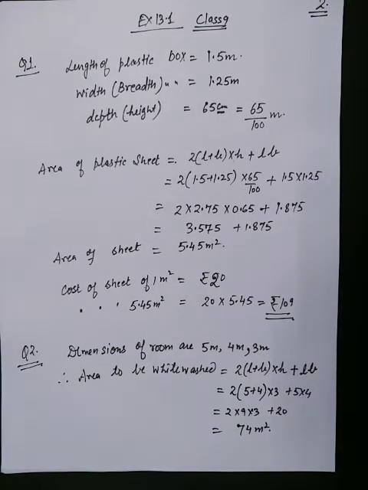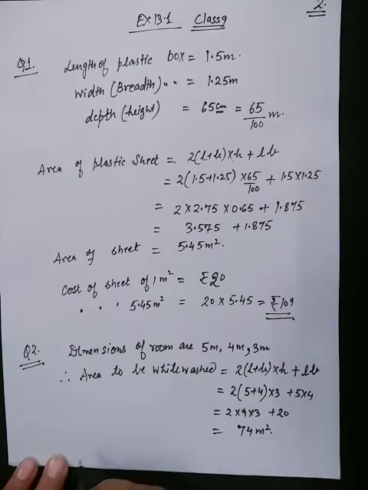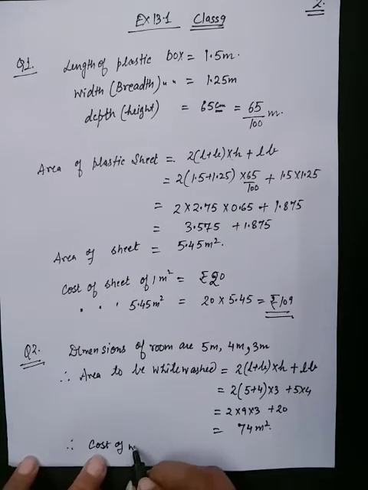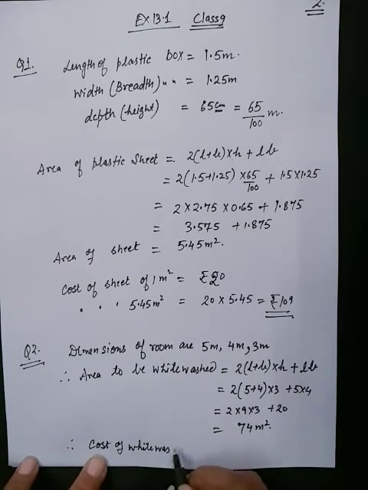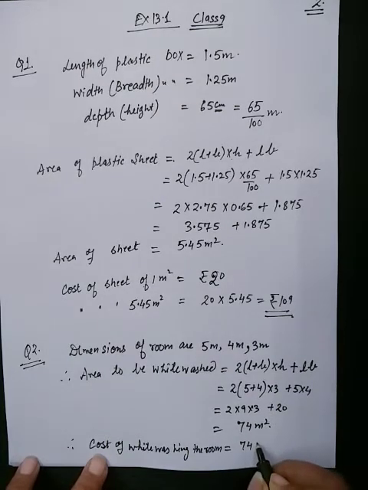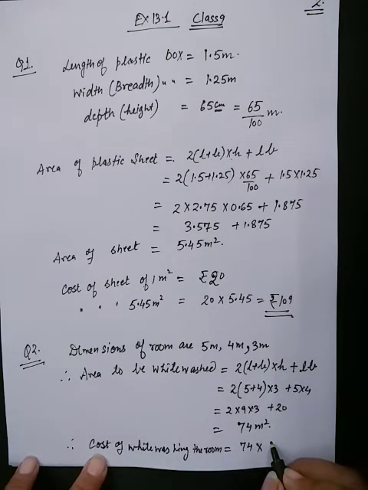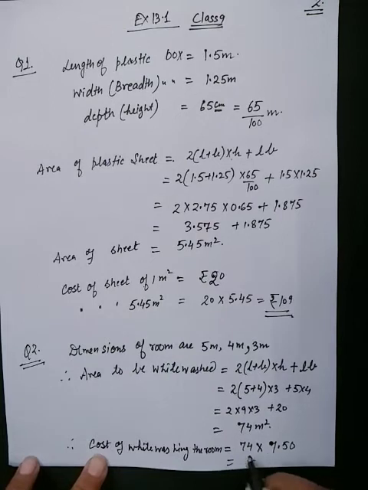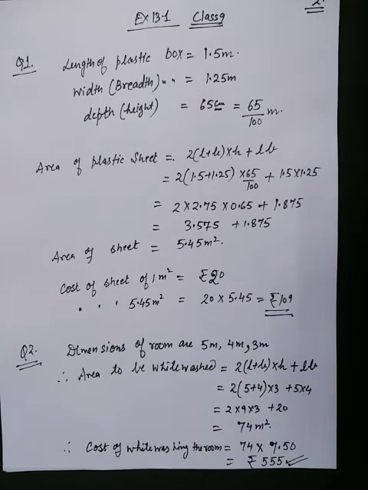Now we have to find the cost of whitewashing. So therefore cost of whitewashing the room is equal to 74 multiplied by cost of whitewashing is given as 7.50 per meter square. So multiply by 7.50 and it will be rupees 555. So this is the cost of whitewashing the room.